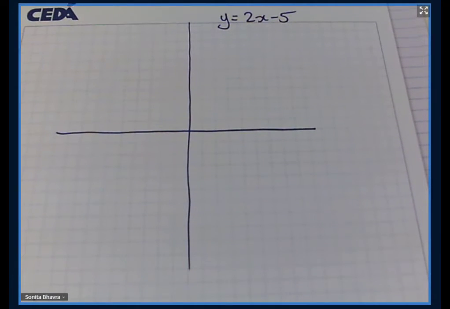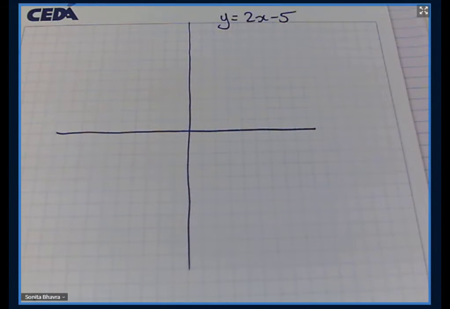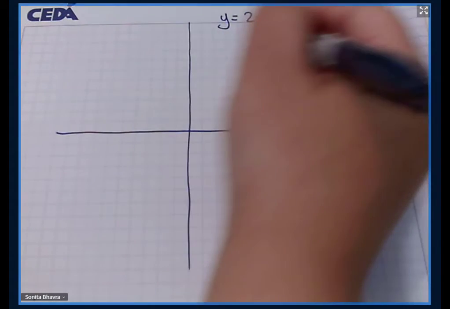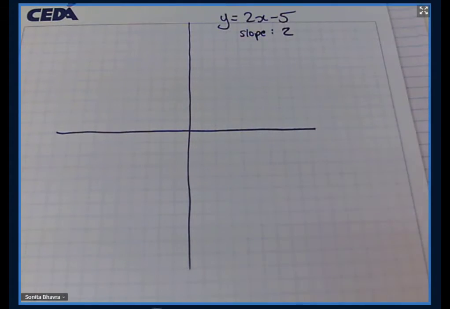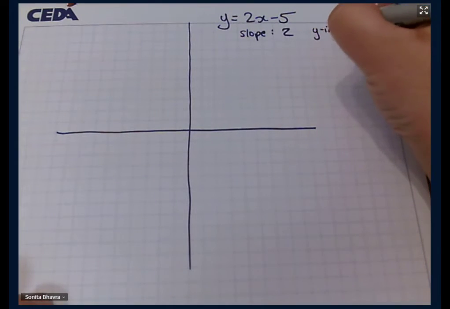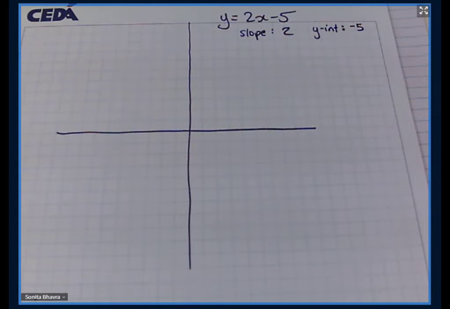Okay, so our next example here, we're given our equation. Our equation is y equals 2x minus 5. And we have to basically be able to graph this using what we are given. So what we are given here from our equation is that we have a slope of 2, and we have a y-intercept of negative 5. All right, so once you have these two pieces of information, you actually can make a graph.